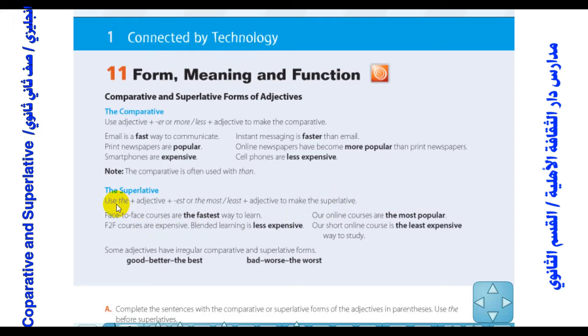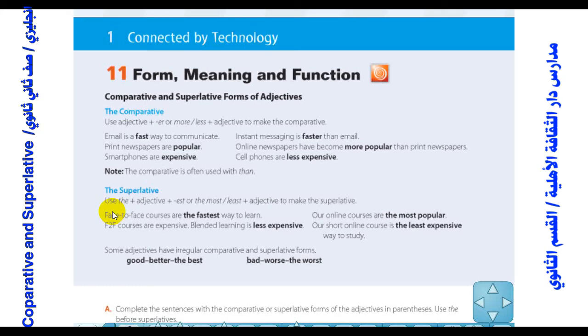Now, let me give a definition of the superlative. The superlative is a comparison between one person or one thing and the rest of the group. We form the superlative by adding est to the end of the short adjectives and putting the before them. For example, the blue whale is the largest animal. In this sentence, I'm making a comparison between the blue whale and the rest of sea animals.